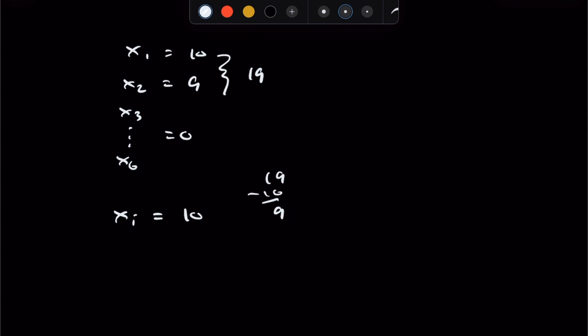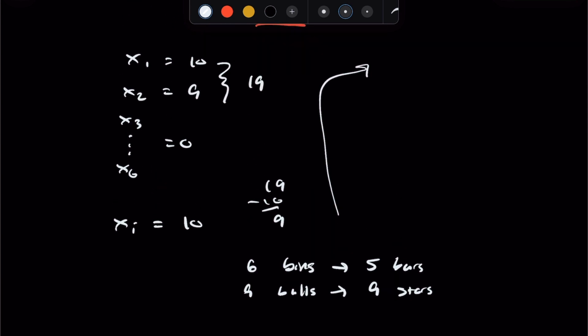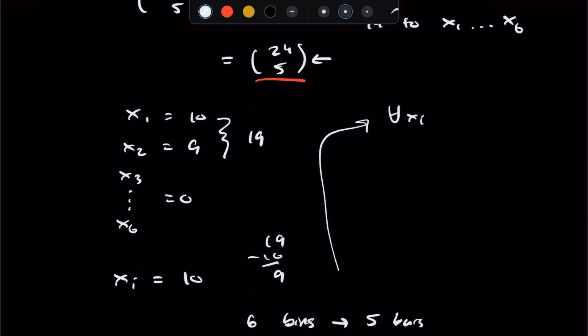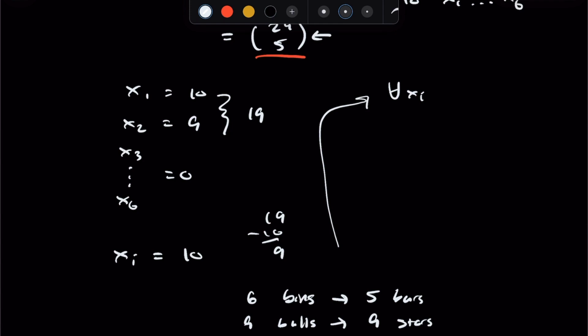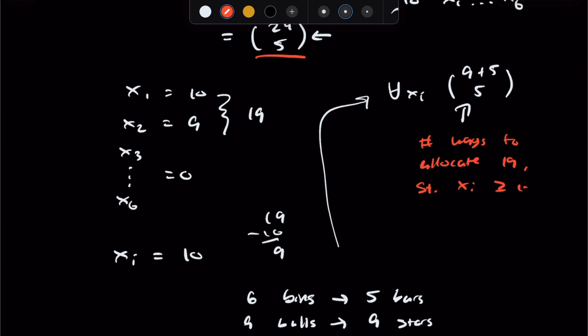And here we have another stars and bars problem. We have 6 bins, 9 balls, or analogously, 5 bars and 9 stars. And what we have is that for each xi, the number of invalid solutions is then 9 plus 5 choose 5. This is the number of ways to allocate 19 such that xi is greater than or equal to 10, making it an invalid solution. Lastly, to wrap up this part, this is equal to 14 choose 5. So this is the second piece of the puzzle.